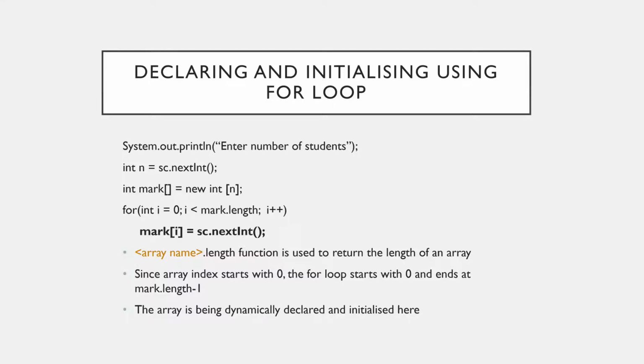What is mark.length? Whenever we specify the array name .length, it returns the length of the array. So here the length of the array is n. So it will start from 0, it will end at n minus 1, and at each iteration, it will keep accepting elements from the user that will be stored inside the array. Since we do not know the length of the array and that is being accepted from the user, we can say that we are dynamically initializing the array over here.